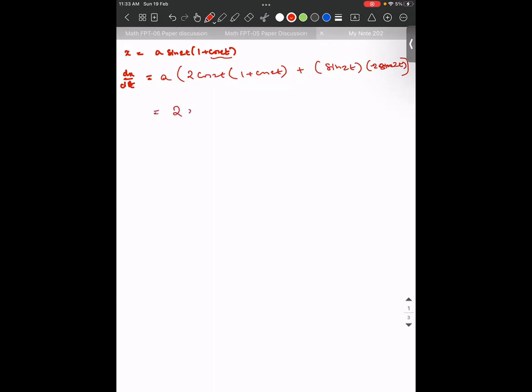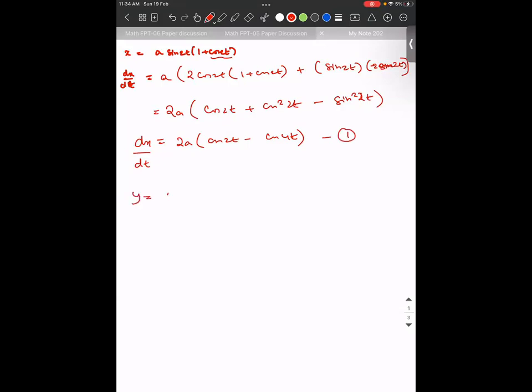So this will be a into, or I'll take this 2a outside. So 2a into cos 2t plus cos square 2t minus sin square 2t. So 2a into cos 2t plus cos 4t, can I write cos 4t? Cos square theta minus sin square theta is cos 2 theta. So this is dx by dt. So let this be equation number 1.